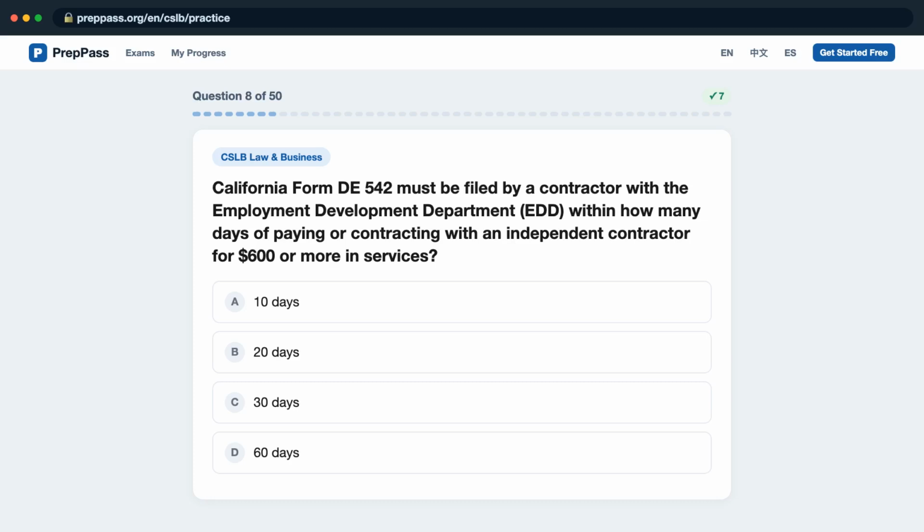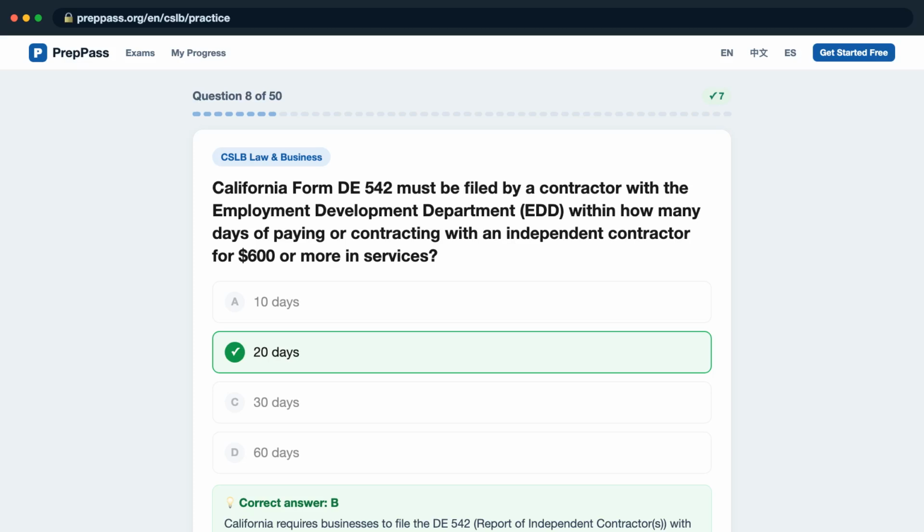Question 8. California Form DE 542 must be filed by a contractor with the Employment Development Department, EDD, within how many days of paying or contracting with an independent contractor for $600 or more in services? Is it A, 10 days? B, 20 days? C, 30 days? D, 60 days? The correct answer is B.